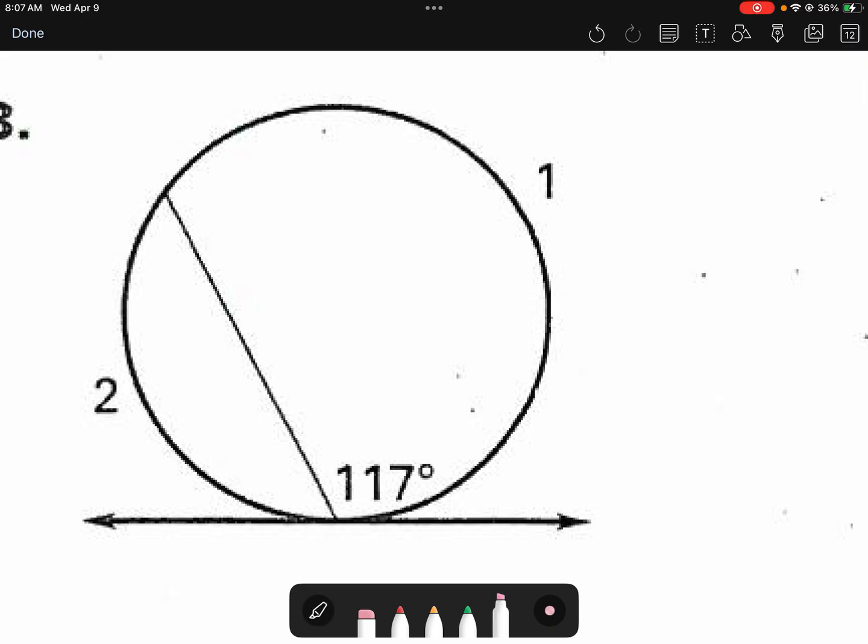Looks like we're going backwards in this one. We want to know the measure of arc 1. We have the measure of that green inscribed angle. That arc is going to be 2 times 117, so that gives you 234. Now notice how we also have another angle and another arc.